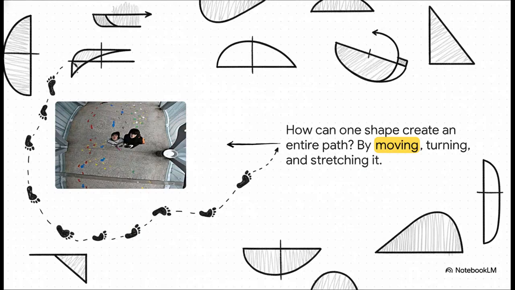Okay, think about it like this. You've got one single footprint stamp. Just by moving it, turning it around, maybe pressing a little harder or softer, you can create a whole unique path. That's exactly what we do in mathematics with graphs. We start with one basic parent graph, and we learn how to move it, flip it, and stretch it into an infinite number of new possibilities.